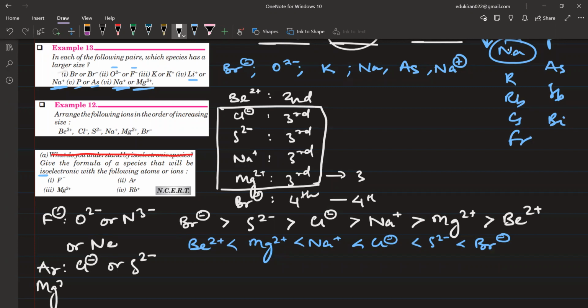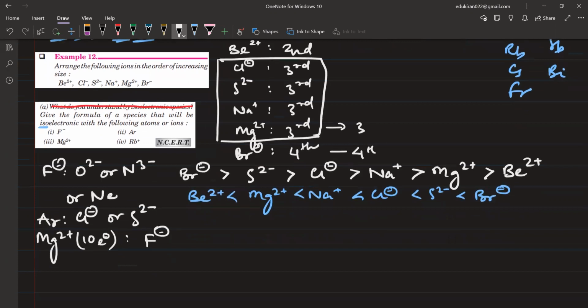And then we have Mg2 positive. So Mg2 positive will have only 10 electrons. So this will be isoelectronic to F negative. Okay, F negative also has the same number of electrons, or you can also write neon.